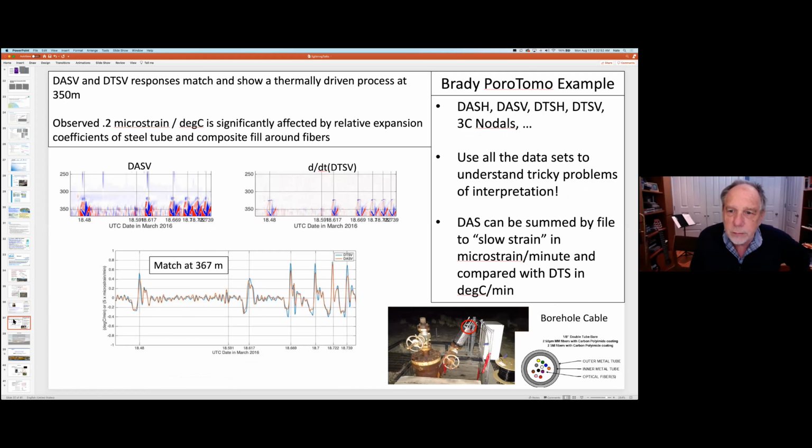This slide shows part of figure 10 from my Stanford report. If you sum all the values for each DAS channel in each file, you get slow fiber strain that can be directly compared with temperature change per minute as recorded by the distributed temperature survey. The match shown here between slow strain and temperature variation at the Brady's vertical well is remarkable.